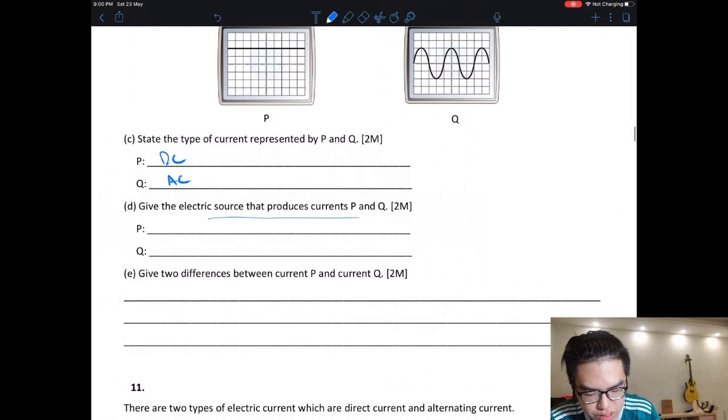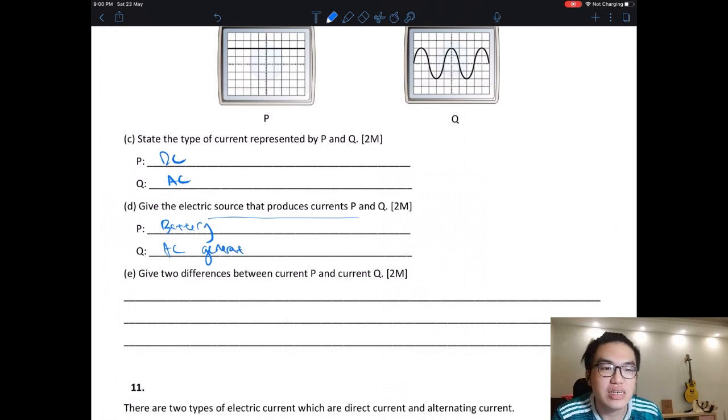So this is a battery. Q is an AC generator, or you can say AC. You have DC generator and AC generator.